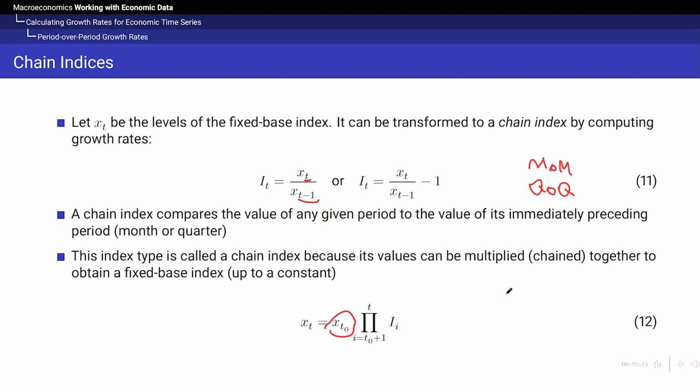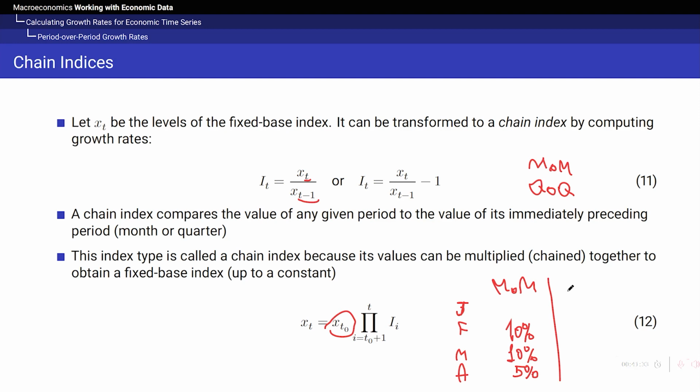Suppose that in February, March, and April, the month-over-month growth rate of consumer prices was equal to 10%, 10%, and 5%. So this is the first month, January, this is February, this is March, and April. So, knowing these growth rates, what can be done to obtain a fixed base index? If we take January as the base of comparison, then we can do the following.